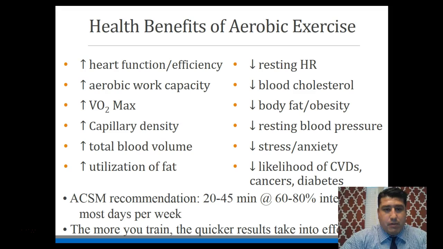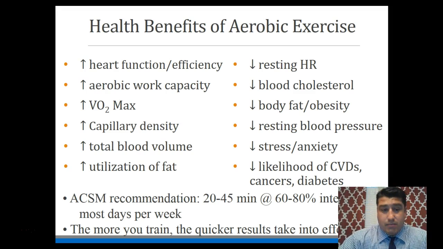Well, that's what's happening with capillary density. With the more demand for oxygen, the cardiovascular system starts to develop new networks so that the oxygen and blood can flow into the neighborhood of the muscle. Okay.